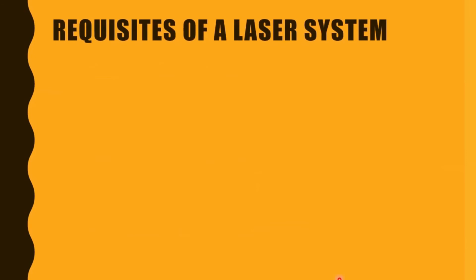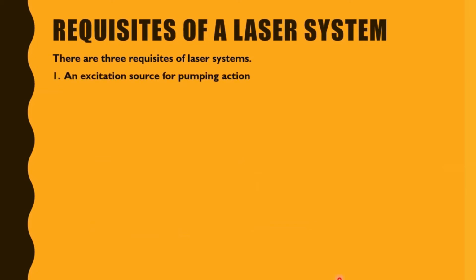Now we will see the requisites of a laser system. There are three requisites of a laser system. First is an excitation source for pumping action. Second is an active medium to achieve population inversion.